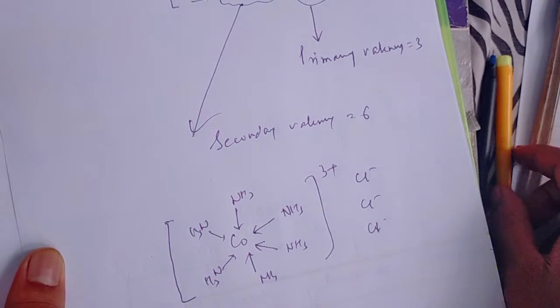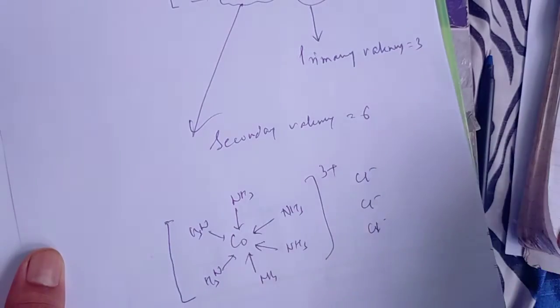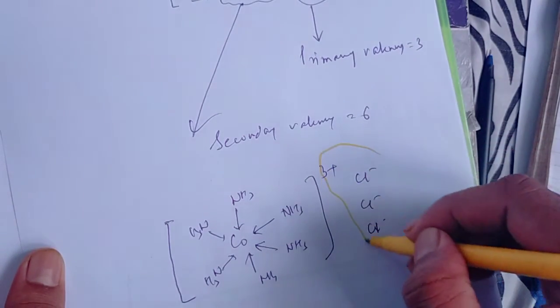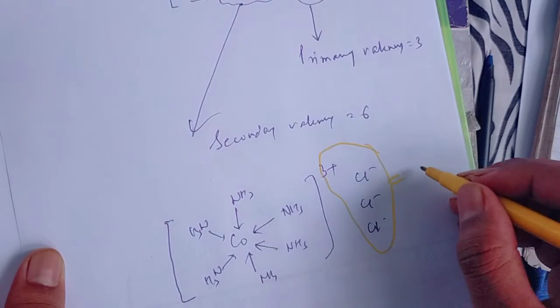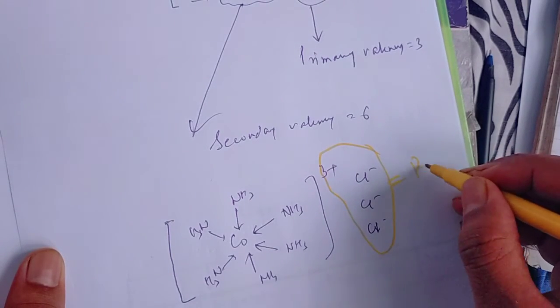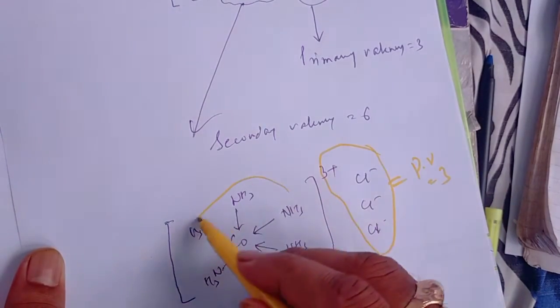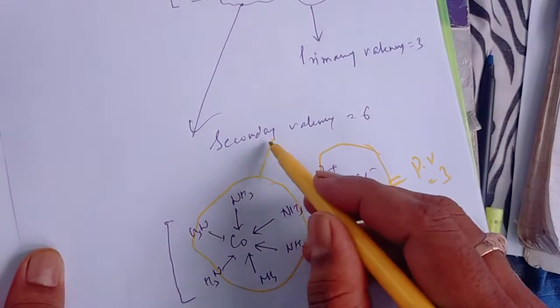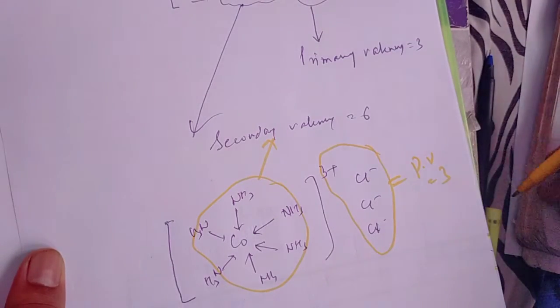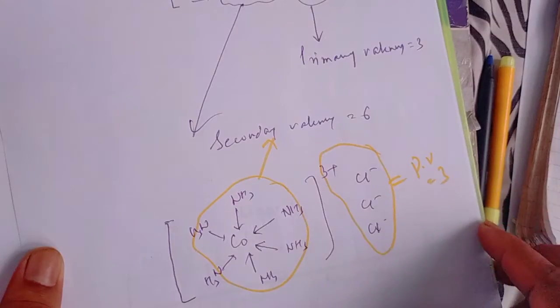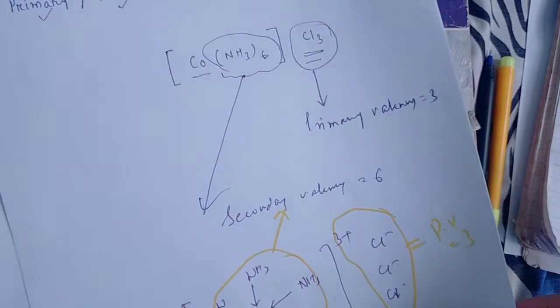So there are 3 positive charges balanced by 3 Cl negative. That gives you a primary valency of 3, and there are 6 coordinate bonds, that gives you a secondary valency of 6. So this is what primary valency and secondary valency are.